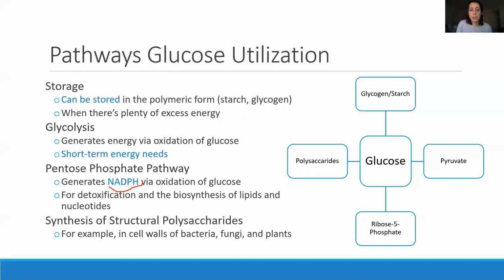Glucose can also be used for structural components. So structural polysaccharides, for example, can exist in cell walls. Particularly, this is going to be seen in bacteria and fungi and plants. So all of these organisms actually utilize sugars on the outside of their cell walls.